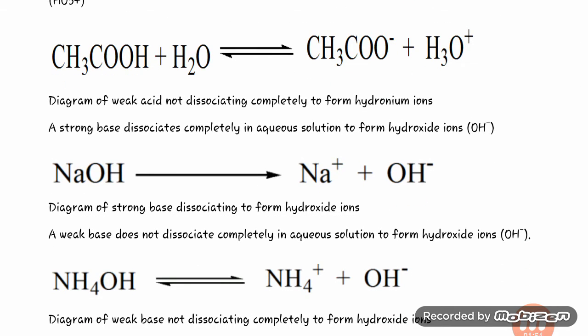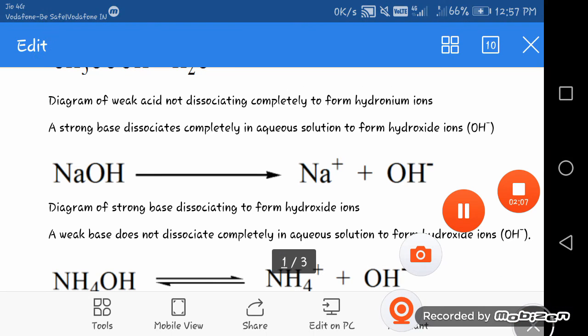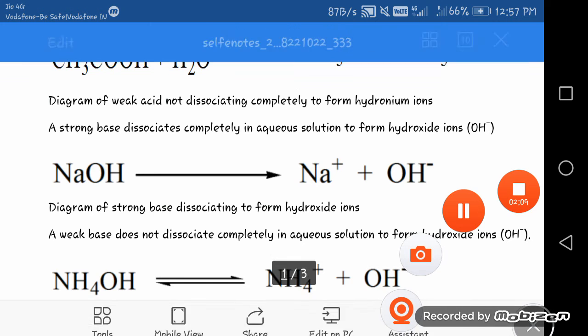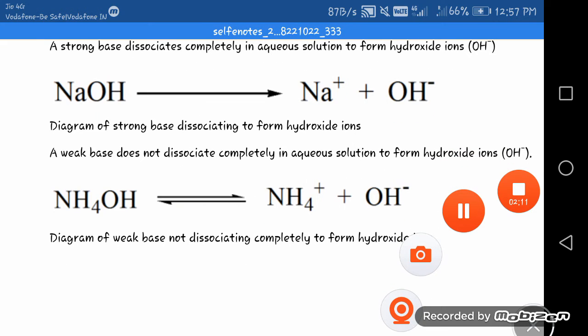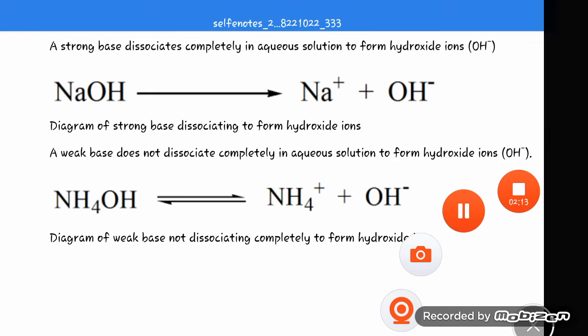Next, a strong base, NaOH, dissociates completely in aqueous solution to form hydroxide ions, OH-. So you can see here the sodium is removed and the base dissociates into the hydroxide ion. Next, the diagram of a strong base dissociating to form the hydroxide ion.